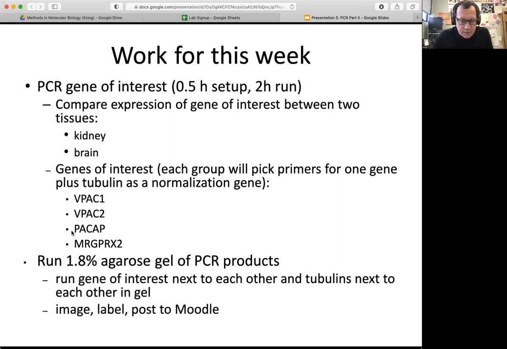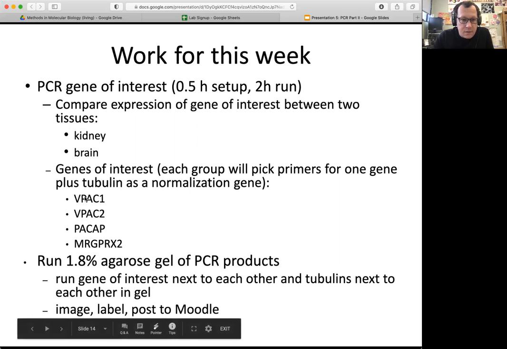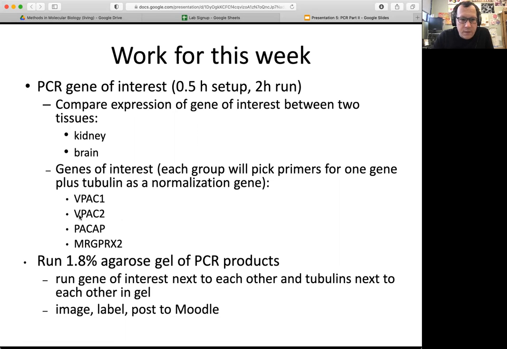These primers are for genes that Amy is interested in. The primers are going to be in the methods 21 box. Just pick a random one and use that for your primer pair and use that for your reactions. Okay, so you're going to set up your reactions. Again, it's about half an hour to set up, 2 hours to run the PCR.